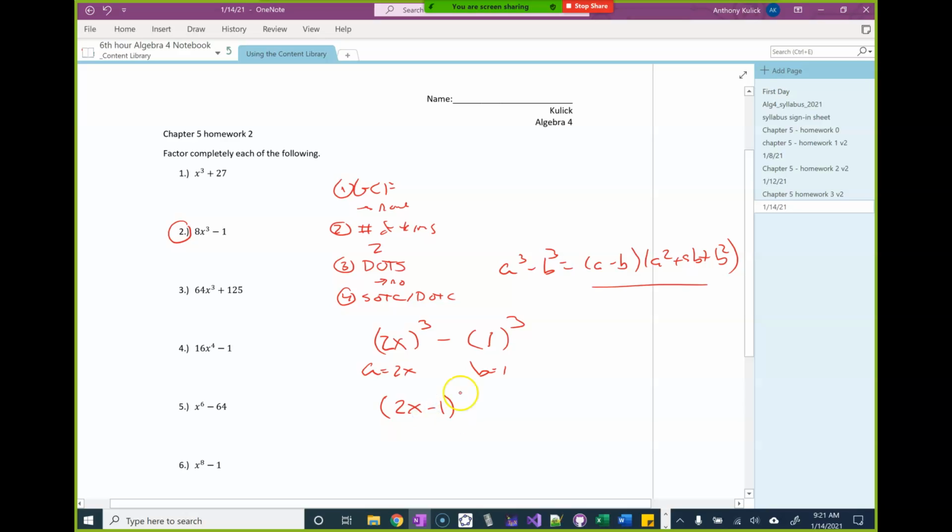When I write a squared, I'm going to write 2x times 2x, so 4x squared. And then when I do a times b, I'm going to write 2x, because 2x times 1 is 2x. And then b squared, which is 1 squared, which is just 1. So far, so good, Joe?